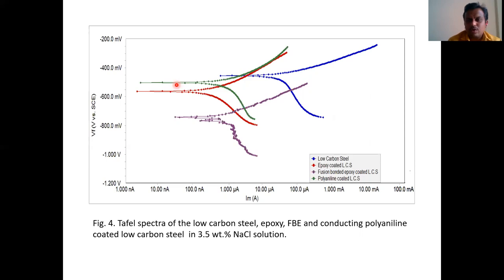As the corrosion rate increases, that means the material has less corrosion resistance. So with the help of this Tafel plot, you can find out ECOR and ICOR values, and with the help of ECOR and ICOR values, you can get the corrosion rate of that material. The lesser the corrosion rate, the better the material as a corrosion resistant material. So this is the Tafel plot.